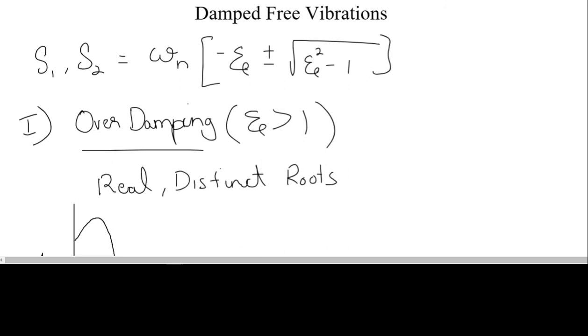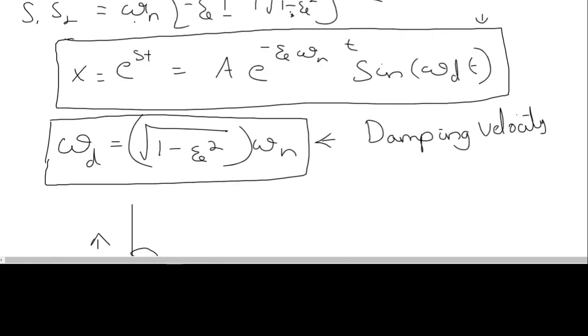So two equations you should be careful about. The first one is the equation for damped velocity, that is square root of 1 minus epsilon squared times omega n. So if you have the natural frequency and its angular frequency, as well as the damping factor, you can find the damped frequency. This is required for numericals. So we will continue with this.